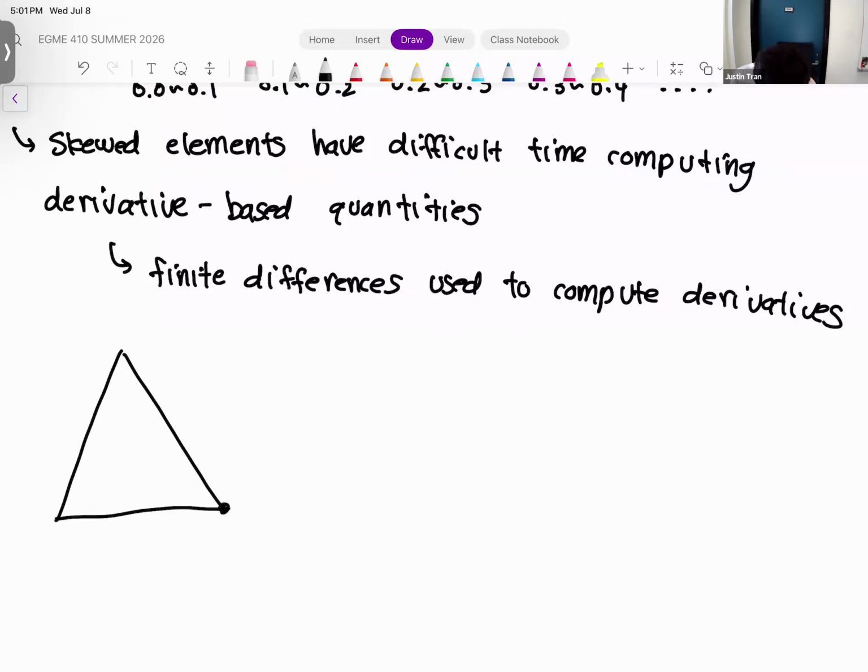Okay, so let's say we have our element here. Right, so this is what I would consider to be a good quality element, right? So each of these sides here are roughly the same length, right? And of course, we have a linear triangle here because we only have three nodes. Okay. Now, on an element like this, the way that we compute the derivative is that we basically take the difference between the solution at each of the nodes divided by the distance between them.